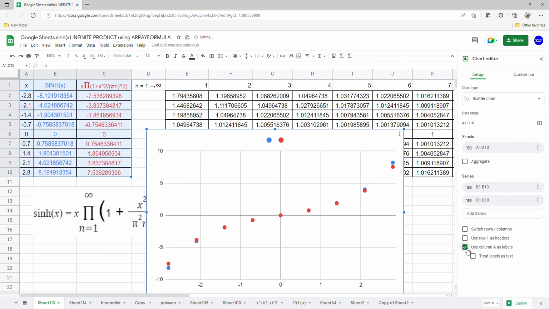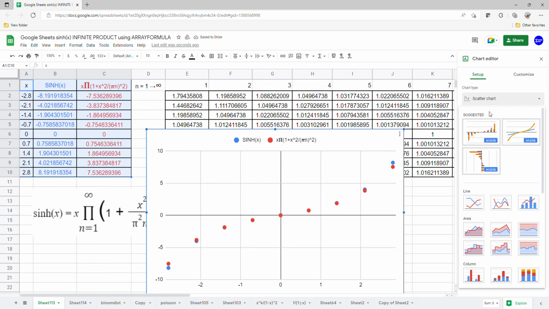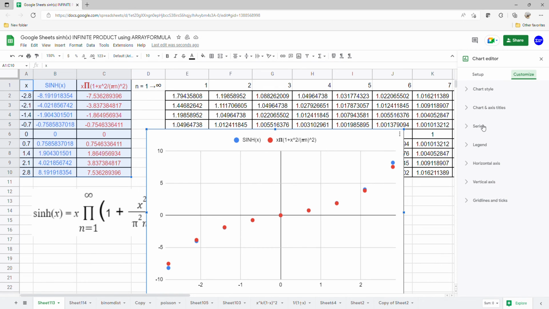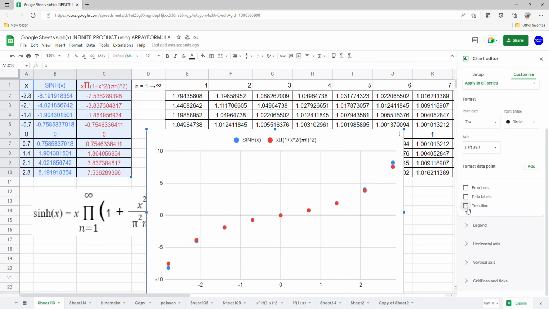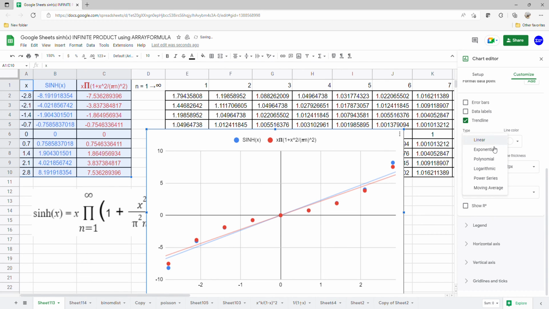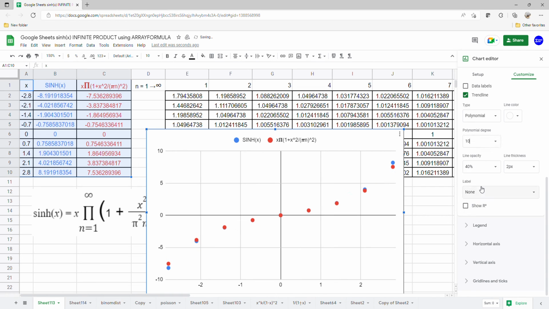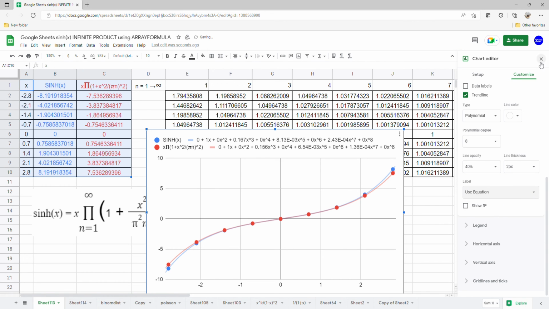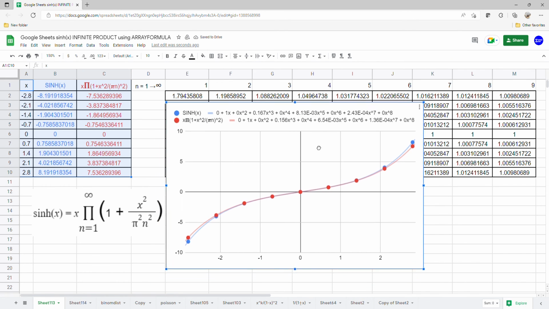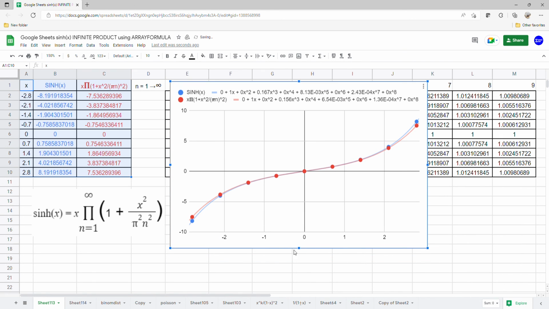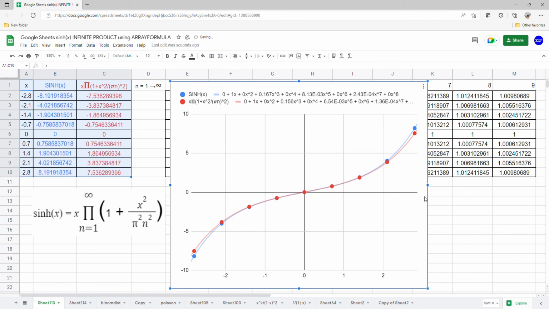Column A is labeled, row 1 is header. We show the trend line. From the series, we show the trend line. The type, polynomial. The degree, we use the 10 degree. Let's try 8 degree. And for the label, we use the equation. Now here's the trend line and polynomial from the infinite product series.